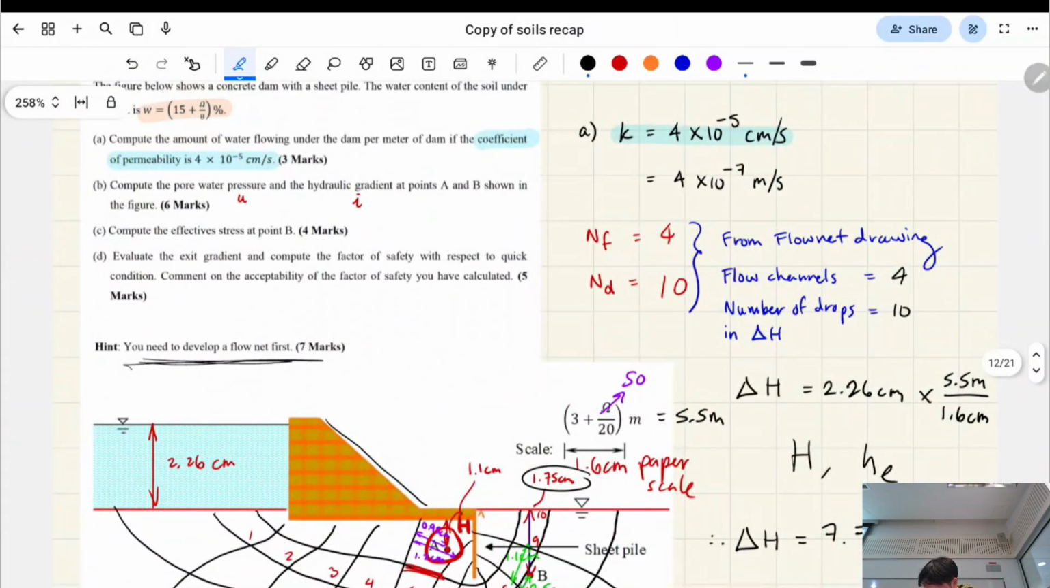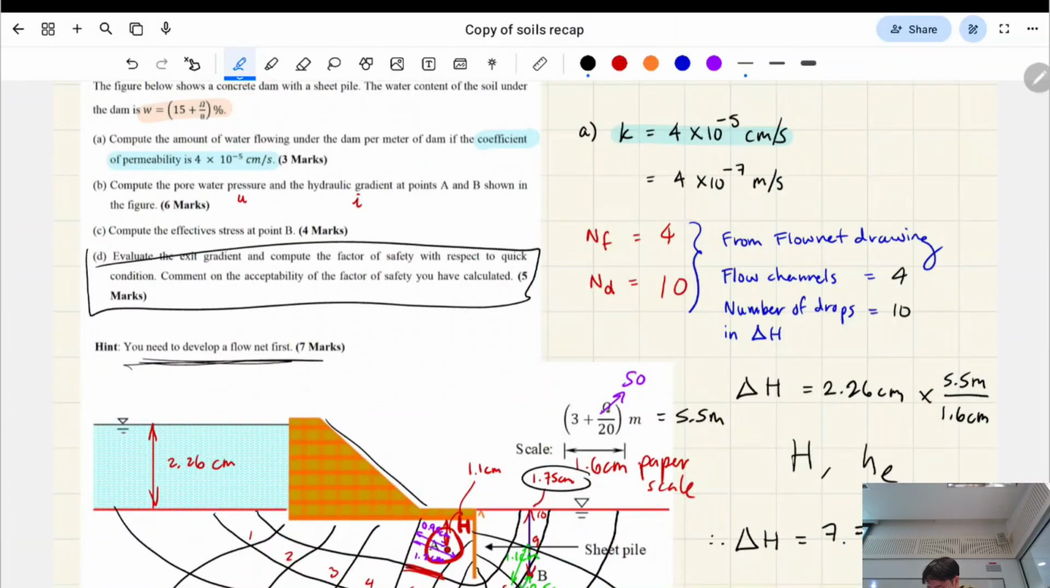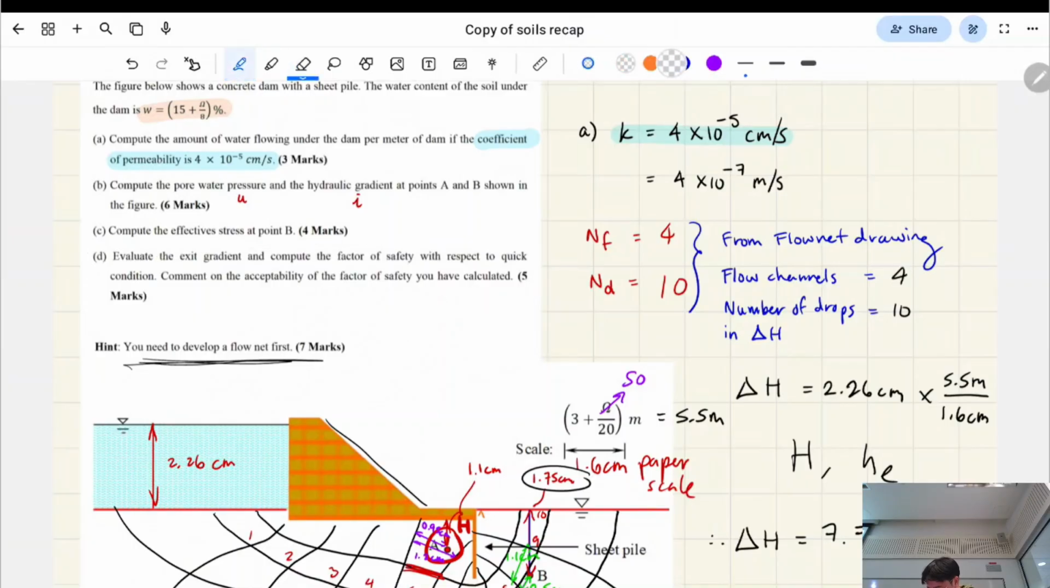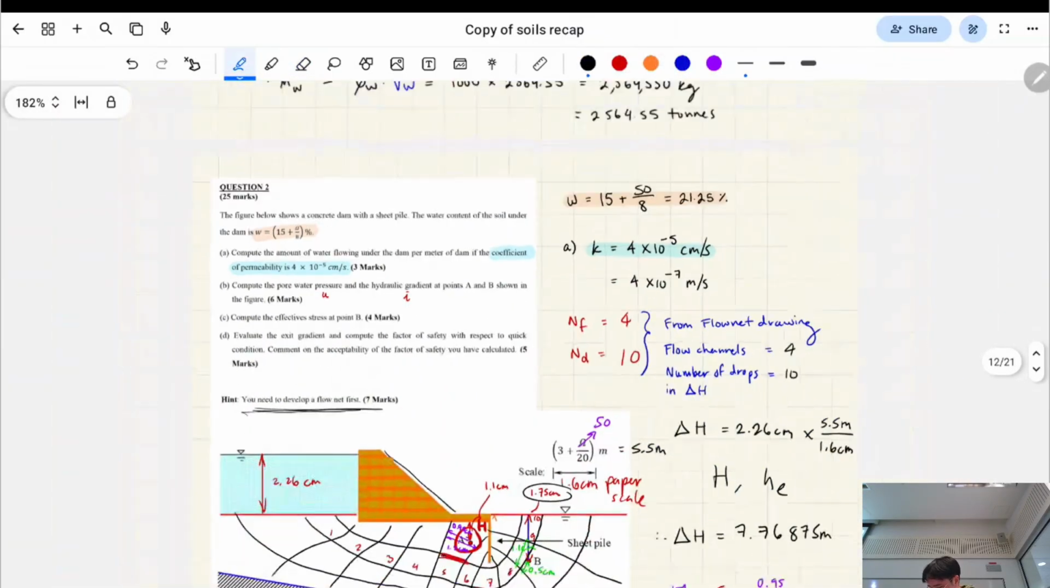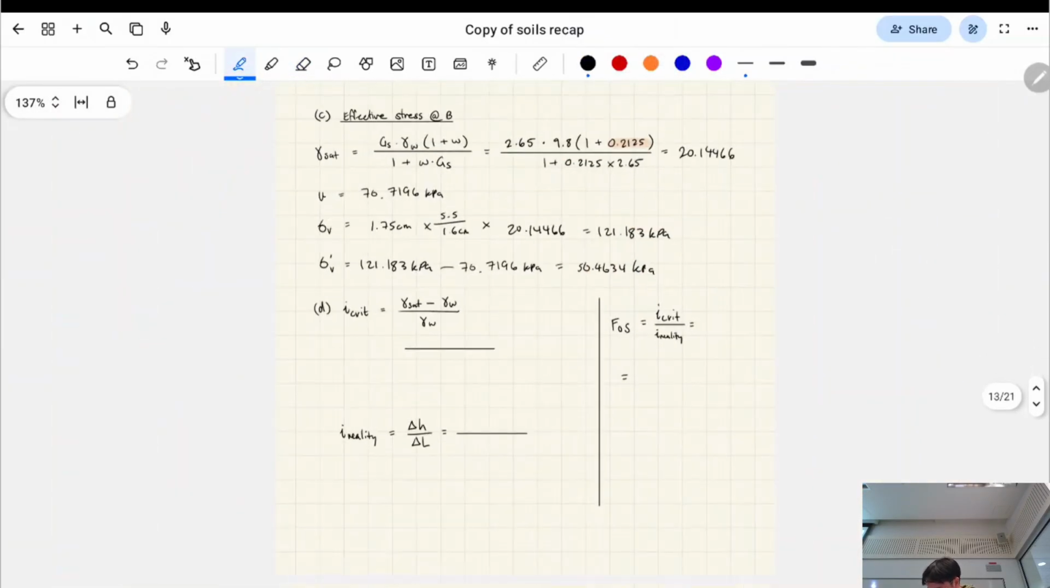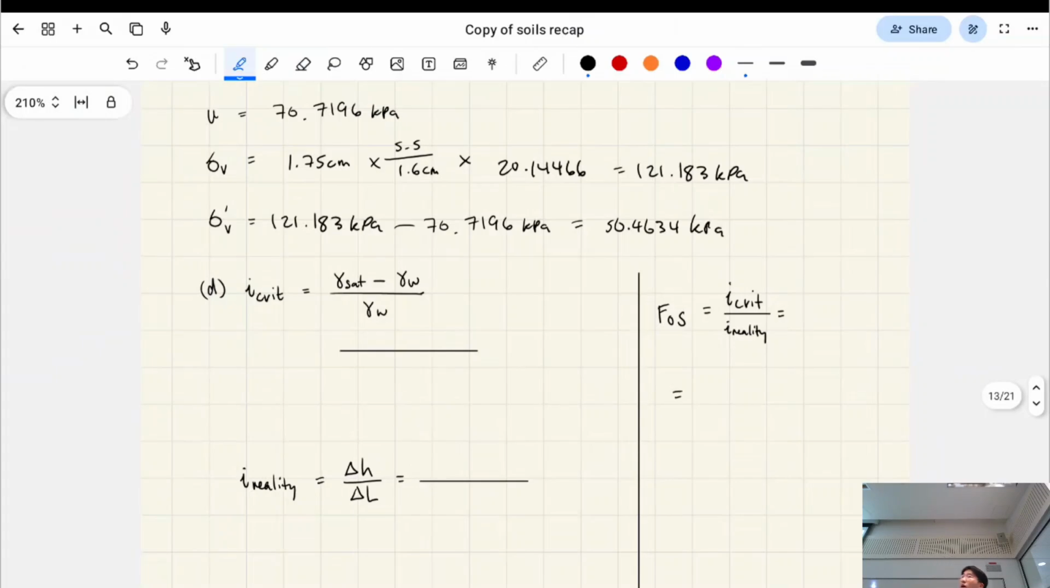Okay, and then part D: evaluate the exit gradient and compute the factor of safety with respect to the quick condition. Comment on the factor of safety, its appropriateness, and so on. So I'm going to quickly talk about what quick condition is. You know, like quicksand, right? I think pretty much everyone understands the idea of quicksand, but it's caused by an upwards flow of water that causes suction that goes down, right?